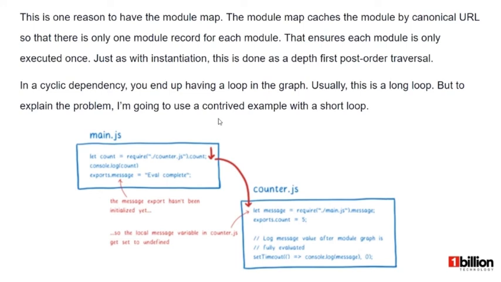This is done as a depth first post order traversal. In a cyclic dependency, you end up having a loop in the graph. Usually this is a long loop, but to explain the problem, I'm going to use a contrived example with a short loop. So over here, we define this and then we have a message. The message export hasn't been initialized yet, so the local message variable in counter.js gets set to undefined. So whenever we try to use this in the cycle, it will try to go back and check whether the value is updated, or whether it's defined and initialized.